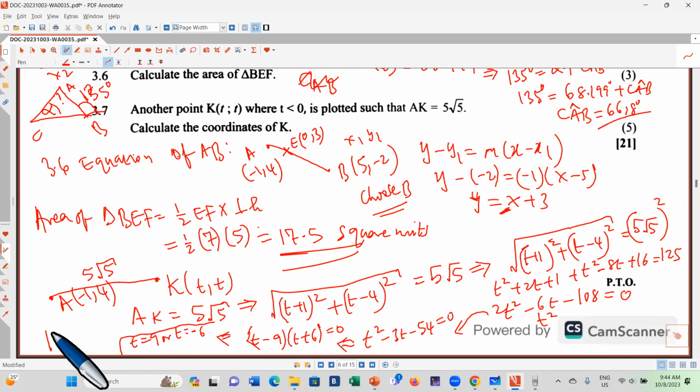From which we're able to observe, therefore, that the coordinates of k, because t is negative, we're going to choose the negative value because this one is not applicable. So we're going to choose minus 6, minus 6. All right. We continue.